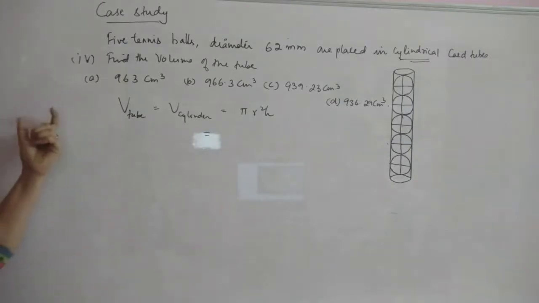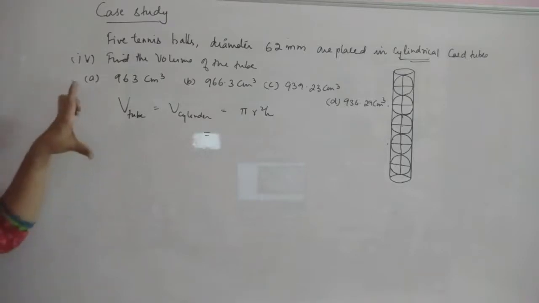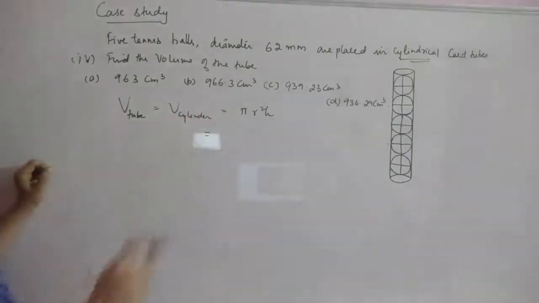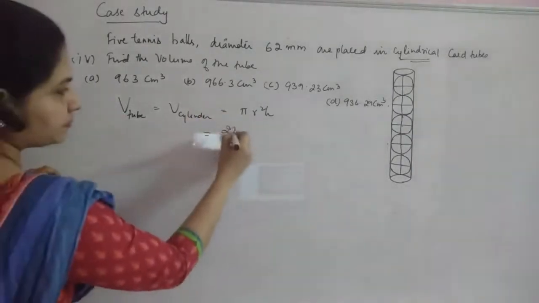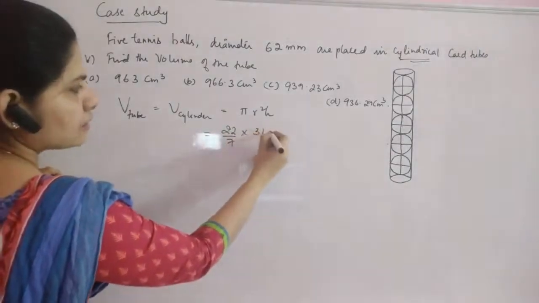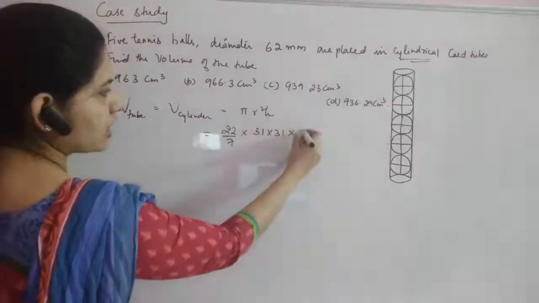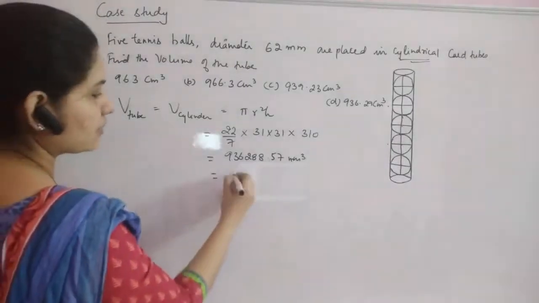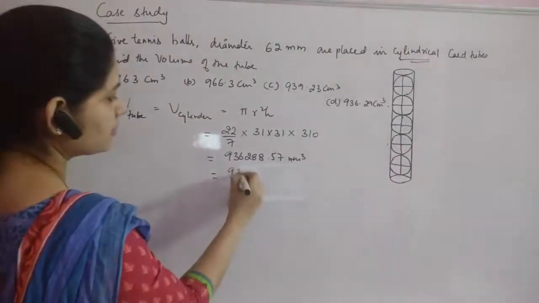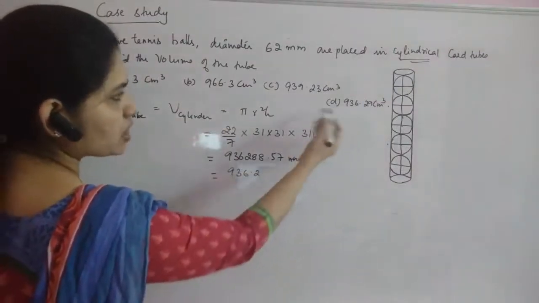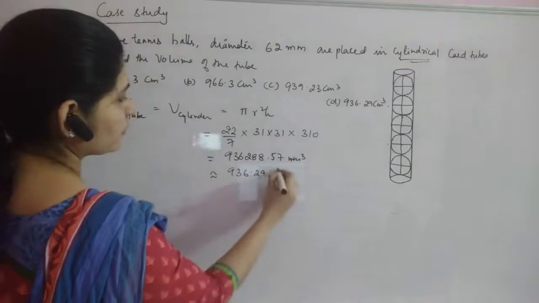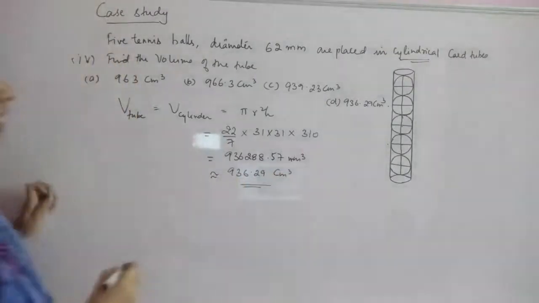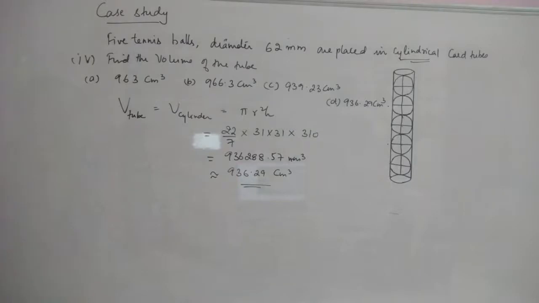Again remember it is in mm. Now what will be the height? Height also you have found out, it is 310, right? Height of the tube you have found out. So you can just replace here. You can use the value 22 by 7 for pi. R is 31, and h is 310. So what are you getting as the answer, which option? 36288.57, again this is in mm cube, so when it becomes centimeter cube, approximately 936.29. So 936.29 centimeter cube is the volume of the tube.